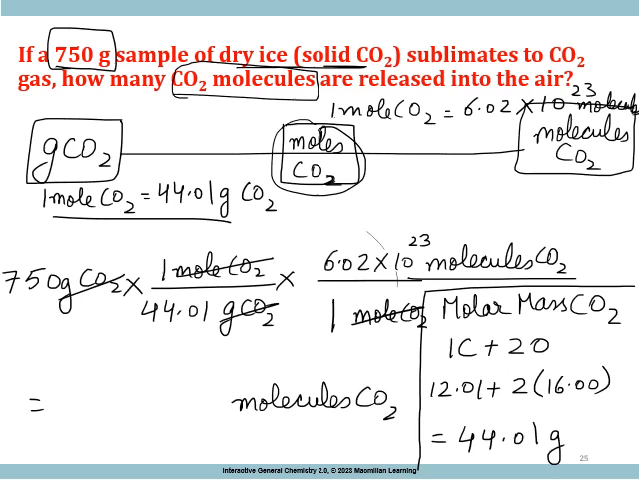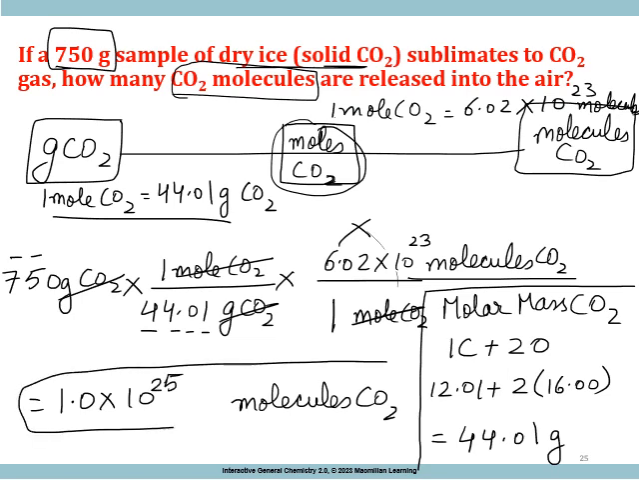Now this is two significant figures. There is no decimal after this, which means this 0 is not significant. This is four significant figures. This we don't care because it's a fixed number. So my final answer should have two significant figures. When you plug this in, it will give you 1.0 times 10 raised to power 25 molecules of CO2. And that's it. That's your final answer.